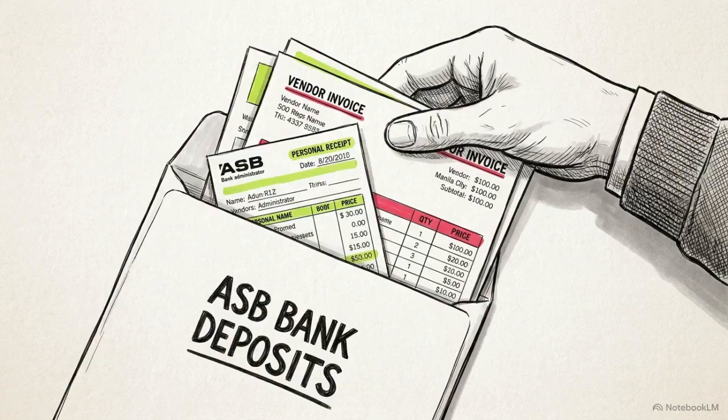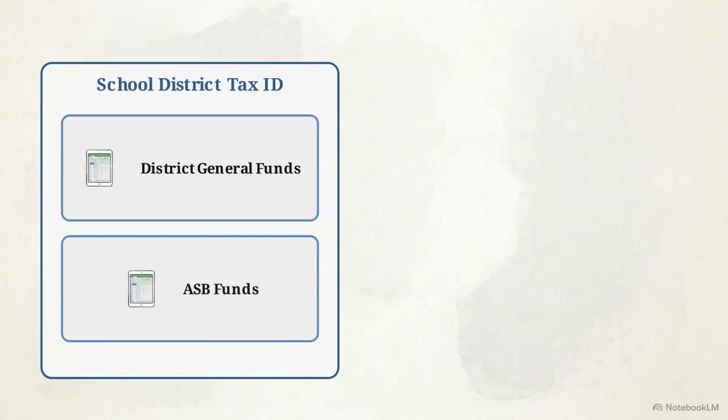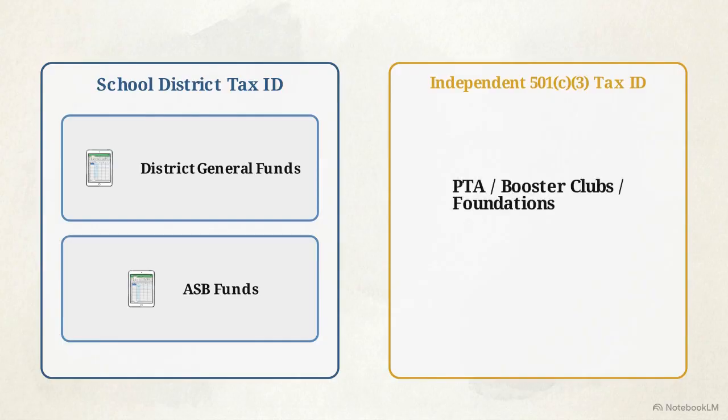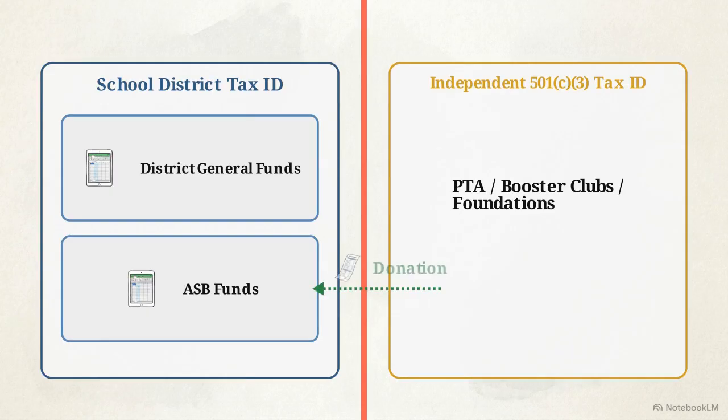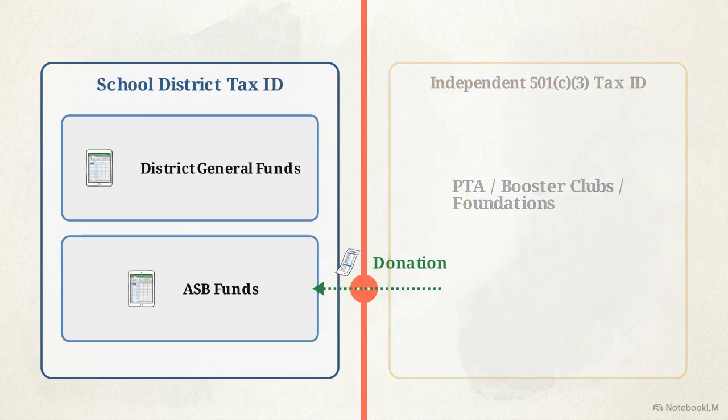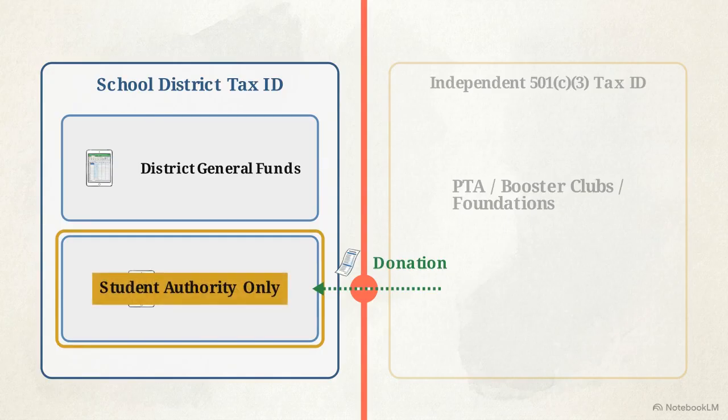The most common and dangerous auditor finding in school finance involves treating the ASB account as a pass-through entity or a principal's discretionary fund. Campus finances contain 3 distinct entities: district general funds and ASB funds sharing one tax ID, and school-connected organizations holding a separate tax identification. The absolute rule is you must never commingle ASB funds with independent 501c3 organizations like PTAs or boosters. Because boosters and PTAs are separate legal entities, they cannot use the district's tax ID. They can donate money to the ASB, but once deposited, the PTA loses all authority. Only the students decide how to spend it.